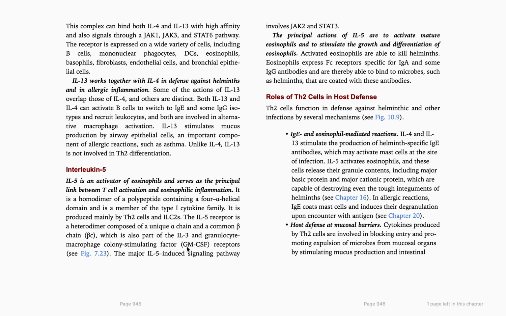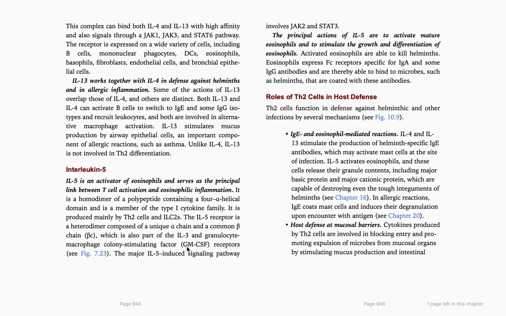Interleukin 13 works together with interleukin 4 in defense against helminths and in allergic inflammation. Some of the actions of interleukin 13 overlap those of interleukin 4 and others are distinct. Both interleukin 13 and interleukin 4 can activate B cells to switch to IgE and some IgG isotypes and recruit leukocytes, and both are involved in alternative macrophage activation. Interleukin 13 stimulates mucus production by airway epithelial cells, an important component of allergic reactions such as asthma. Unlike interleukin 4, interleukin 13 is not involved in T helper 2 differentiation.